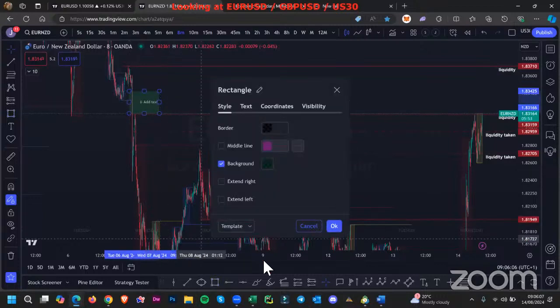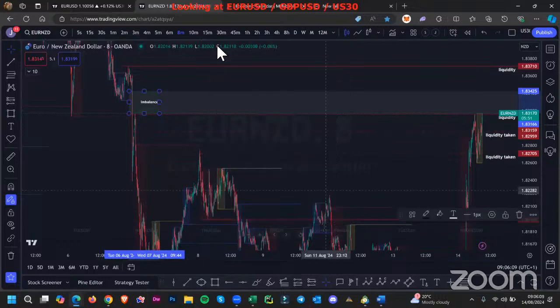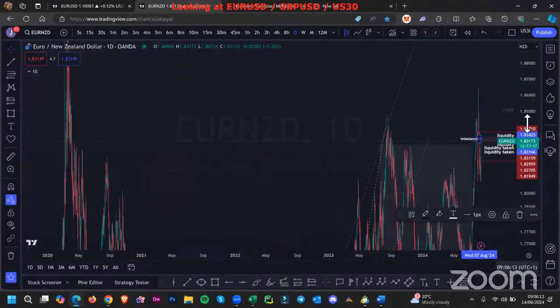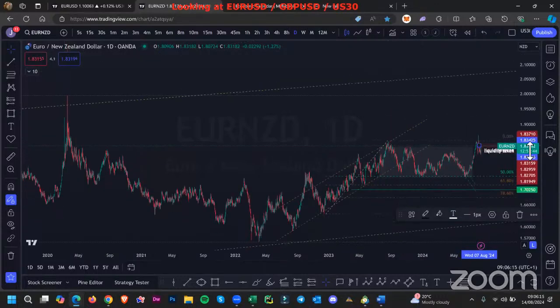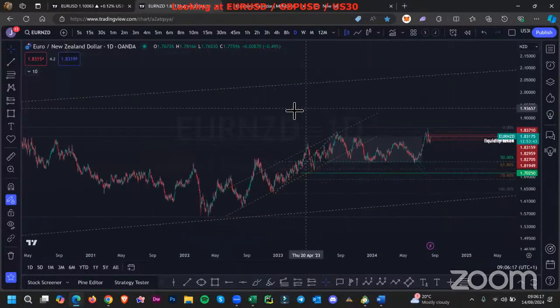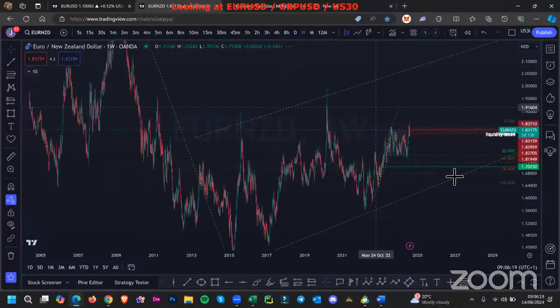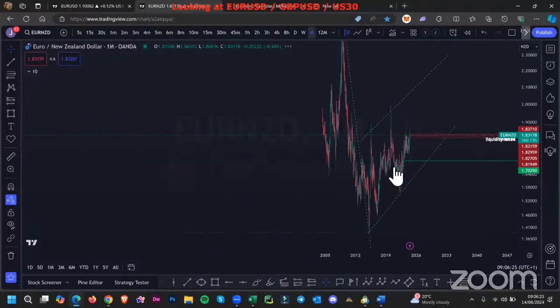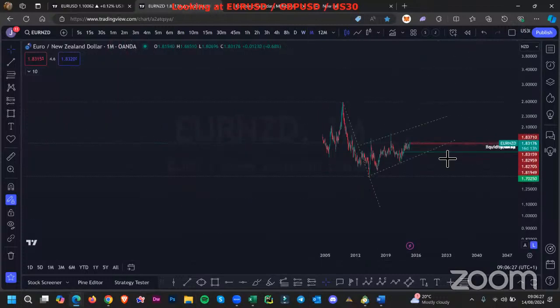Let's go and look at the bigger picture and see what this market looks like. Let's go to our daily. Well, I don't love it from this picture. If my lines are correct, I don't love it. Let's zoom out.